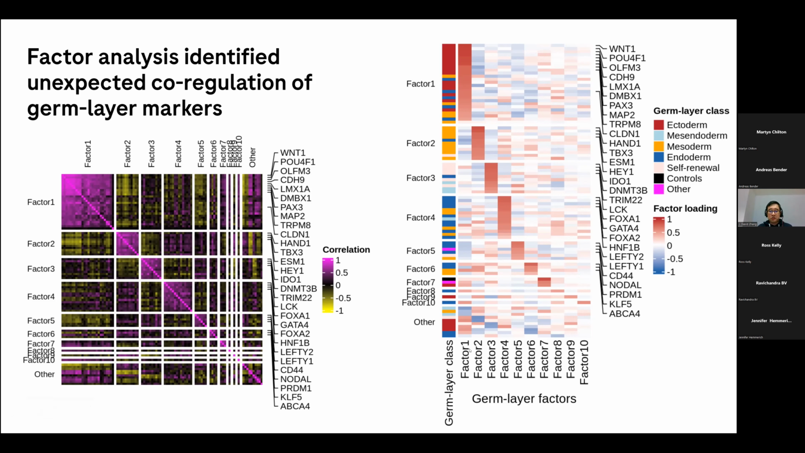On the right side, we show you these germ layer factors. As you can see, from left to right, we have factor 1 to 3, 4, 5 to 10. And on the right side, I show you a number of genes. And interestingly enough, if you look at these genes and look at their biological information, we realize that these factors are enriched for certain germ layer markers. Factor 1 turns out to be enriched for ectoderm genes, factor 2 mesoderm, factor 3 self-renewal, factor 4 endoderm, and so on.